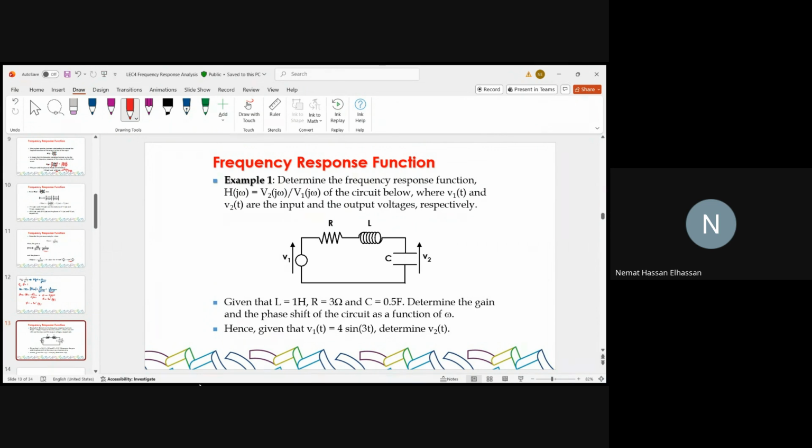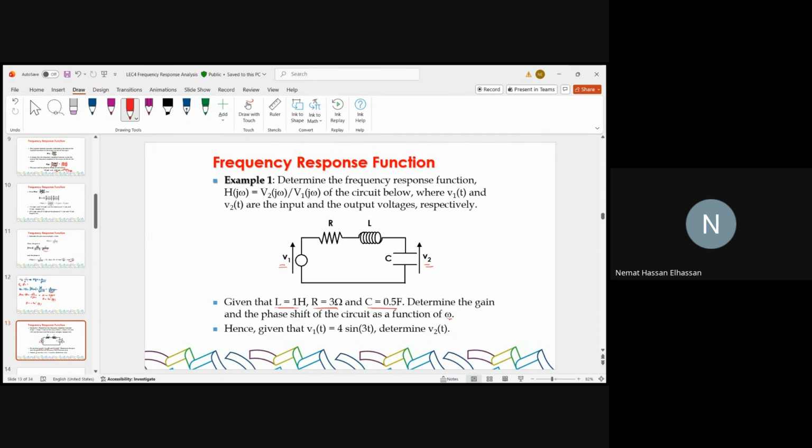And if you look at this circuit over here, this is the exact same circuit we've practiced with in the previous lecture for Laplace transform. We have a series RLC circuit. The output is at the capacitor terminal, so the output is V2, and the input is V1. You're given values for L, which is 1 Henry, for R, which is 3 ohms, for C, which is 0.5 farads.